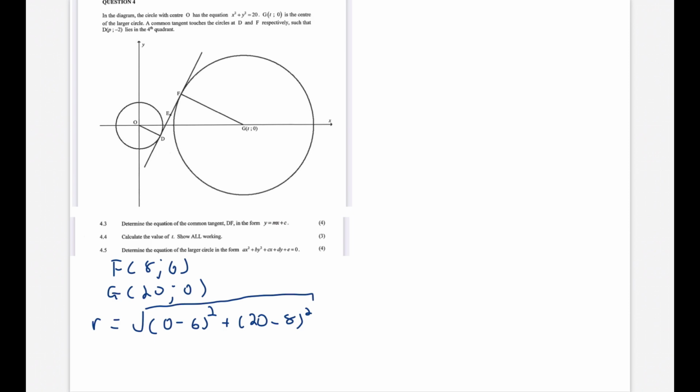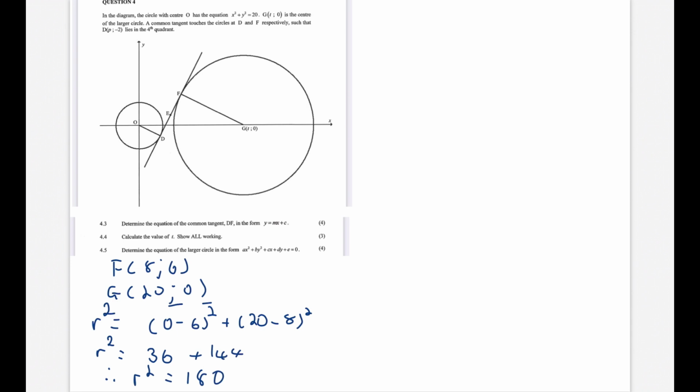In fact, we can find r squared. We don't actually have to find the radius. We just have to find r squared because the equation only has r squared. So let's take away the square root sign and just find r squared. r squared is 36 plus, now 20 minus 8, that's 12, and 12 squared is 144. Now 144 plus 36, that's 180. So r squared is 180.